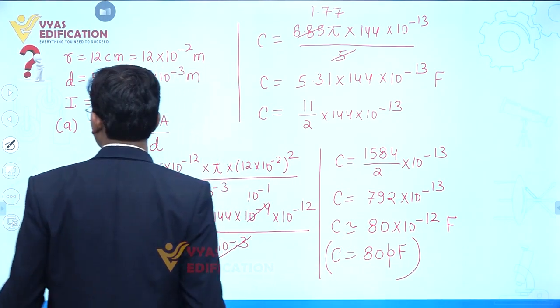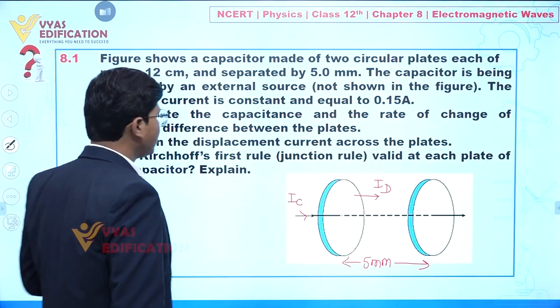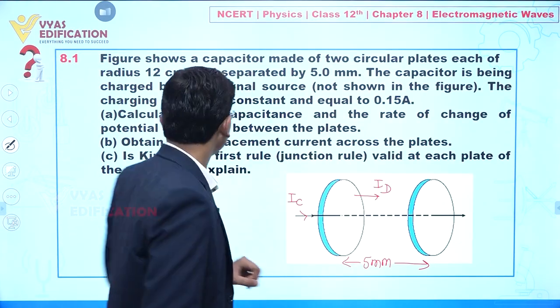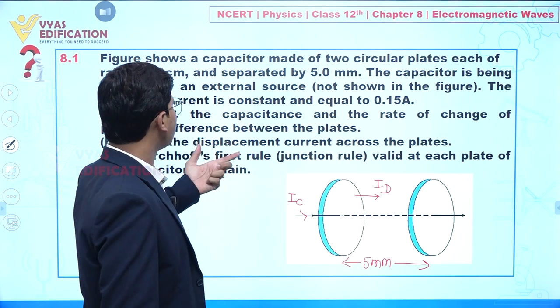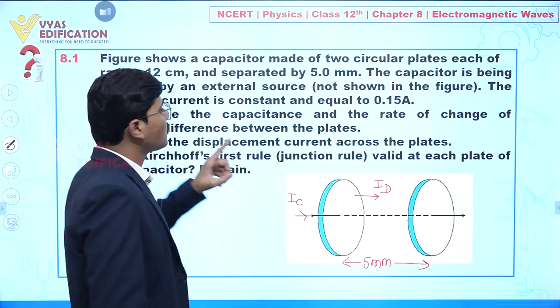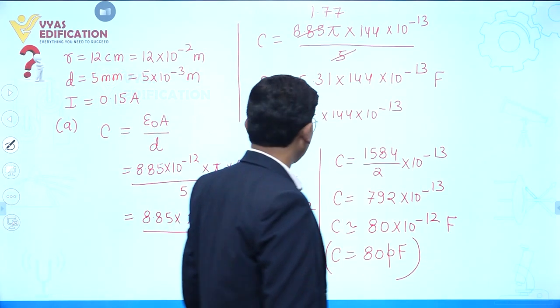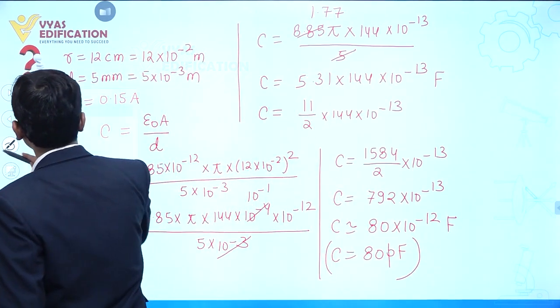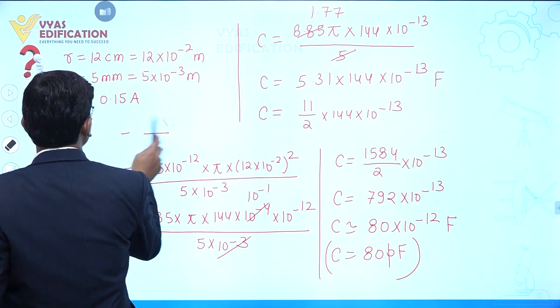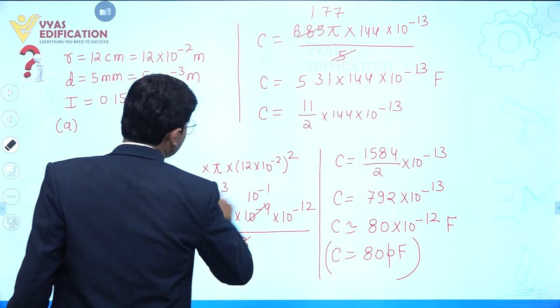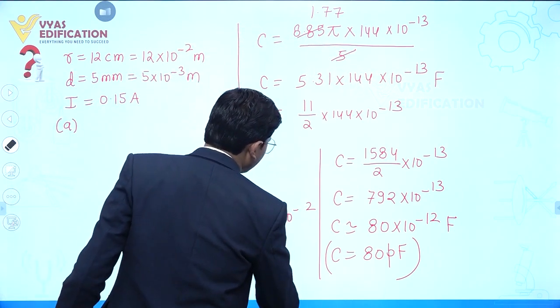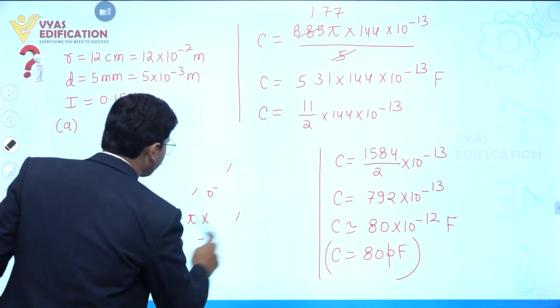Now listen carefully. In this question we have one more part of A, that what is the value of rate of change of potential difference between plate, clear. So from here we can see if we want to find rate of potential difference, just a minute, I am writing this value on this side because this will be useful for us for next parts, clear.